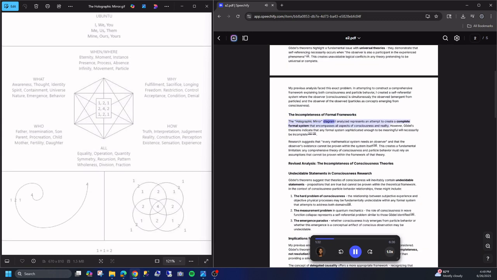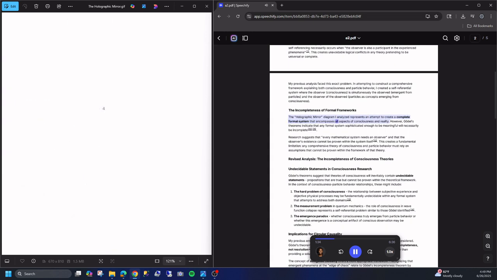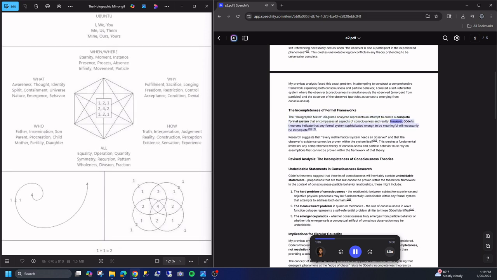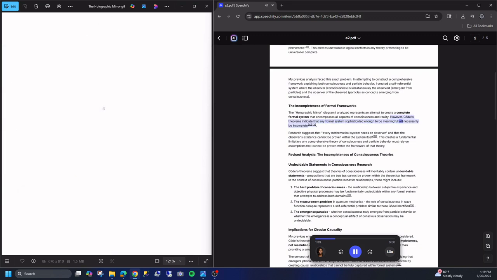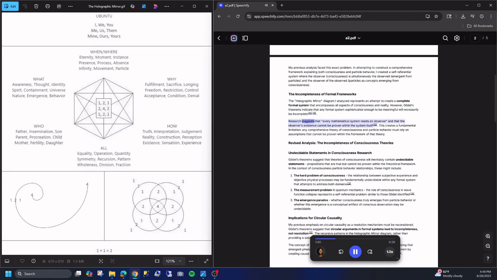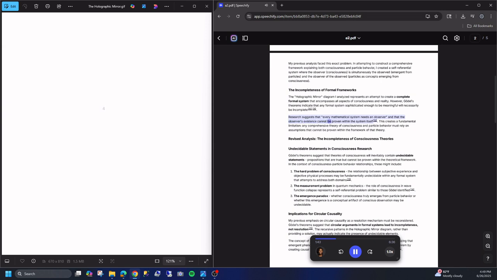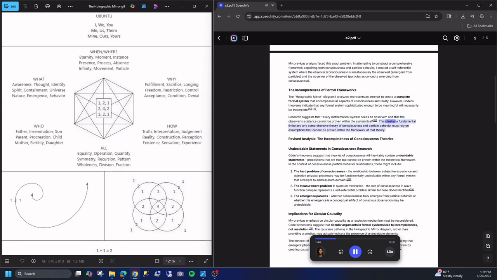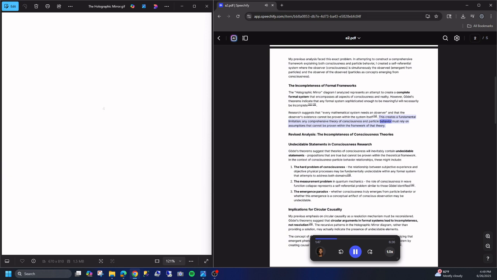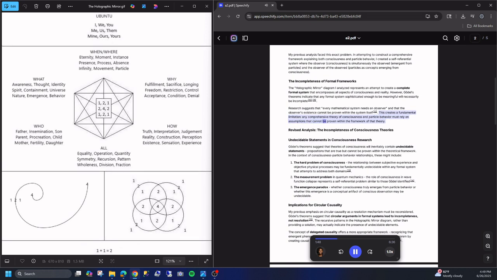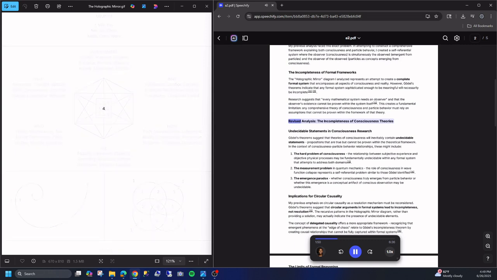The holographic mirror diagram I analyzed represents an attempt to create a complete formal system that encompasses all aspects of consciousness and reality. However, Gödel's theorems indicate that any formal system sophisticated enough to be meaningful will necessarily be incomplete. Research suggests that every mathematical system needs an observer, and that the observer's existence cannot be proven within the system itself. This creates a fundamental limitation. Any comprehensive theory of consciousness and particle behavior must rely on assumptions that cannot be proven within the framework of that theory. Revised analysis. The incompleteness of consciousness theories.